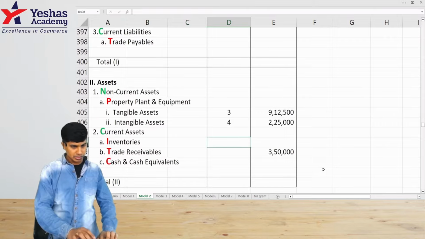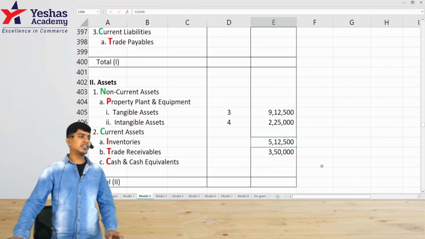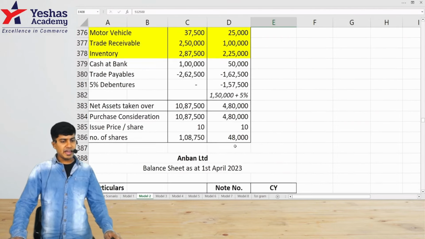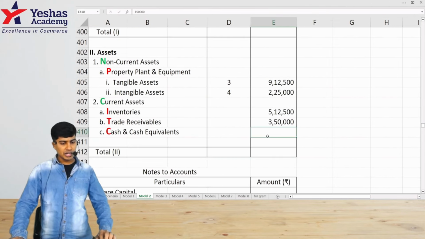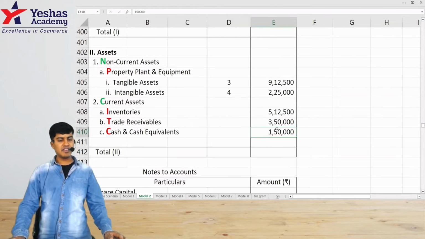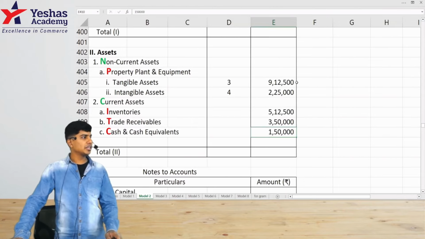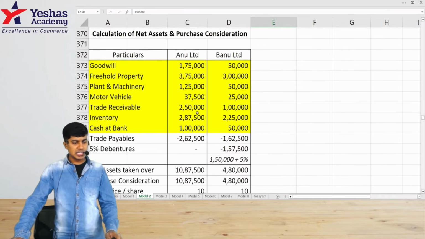5 lakh 12,500. Let's write it. Then we have with us cash and cash equivalent. Add them. 1 lakh plus 50. 1 lakh 50. I would write cash and cash equivalent 1 lakh 50. I hope you guys got this. What do we have after this?